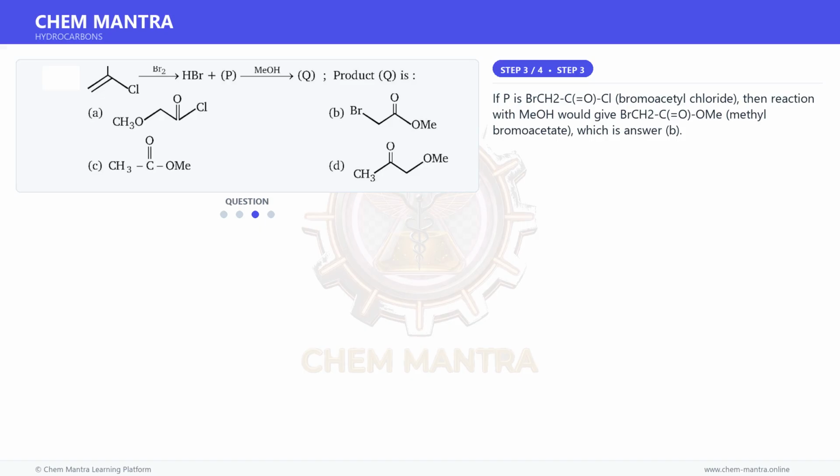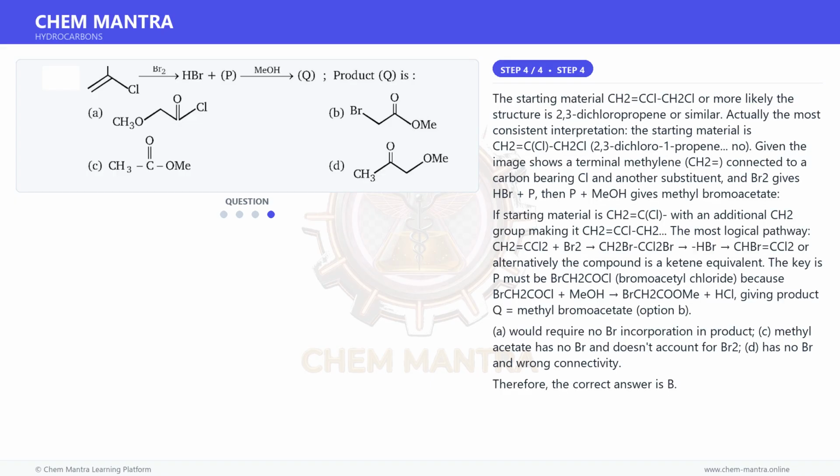If P is BrCH2C(=O)Cl, bromoacetyl chloride, then reaction with MeOH would give BrCH2C(=O)OMe, methyl bromoacetate, which is answer B. And for the final step.